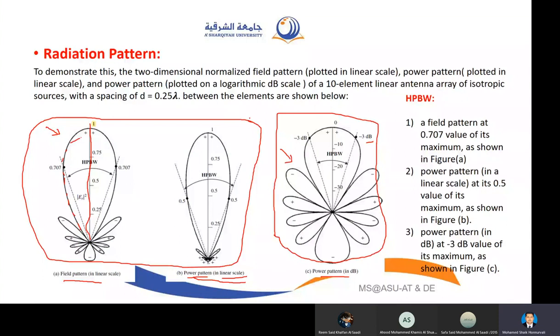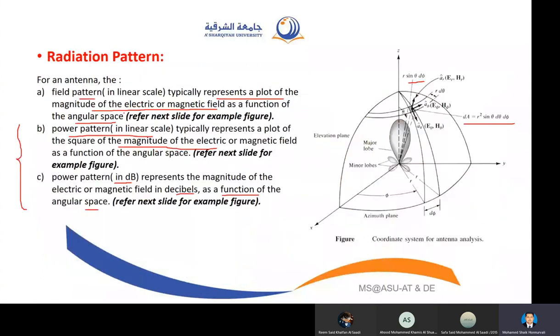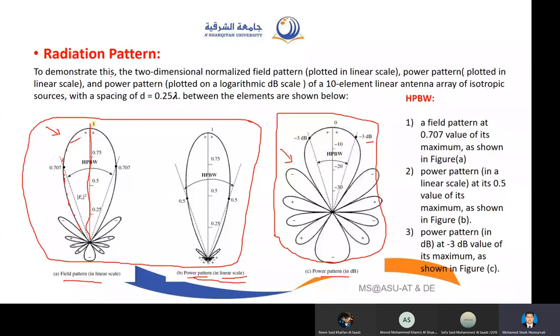So to explain those 3 points, this is the example given here. This is for what antenna? This is a 10 element linear array antenna. We have taken one example, which are separated by 0.25 lambda. This is the distance between each antenna. For example, let me assume I have 10 dipole antennas like this: 1, 2, 3, 4, 5, 6, 7, 8, 9, 10. So the distance between them is 0.25 lambda.